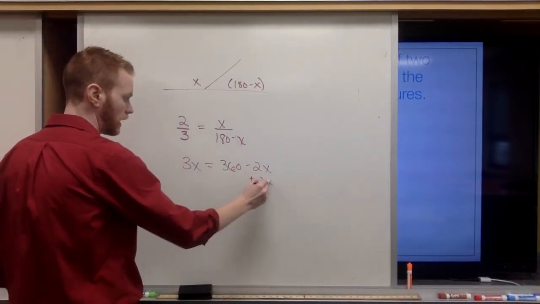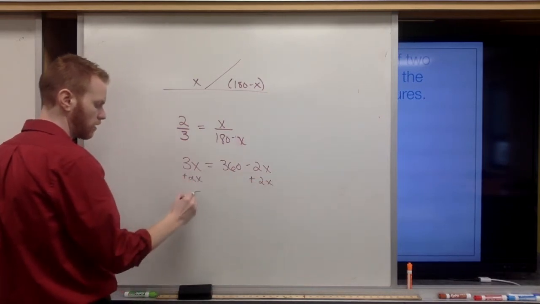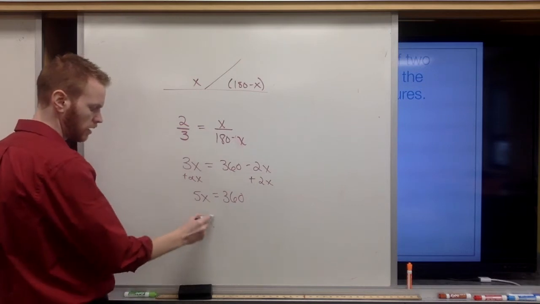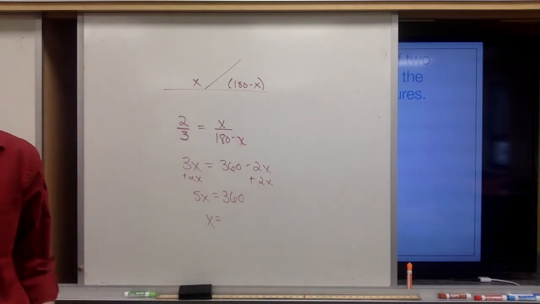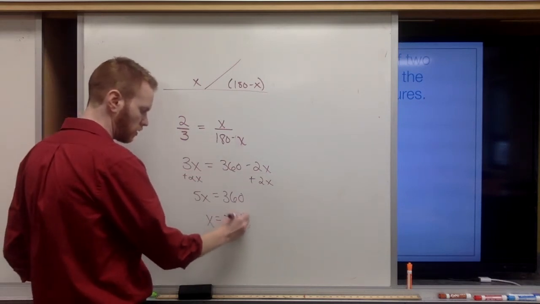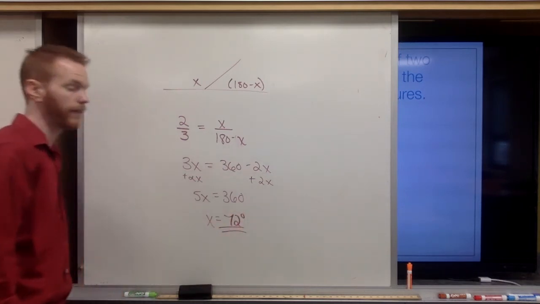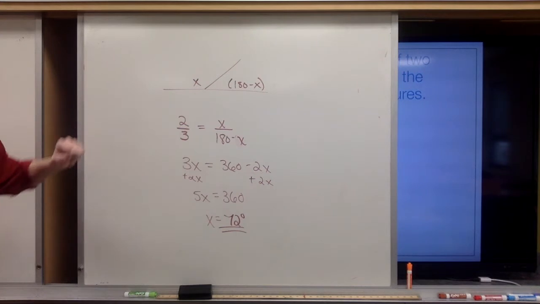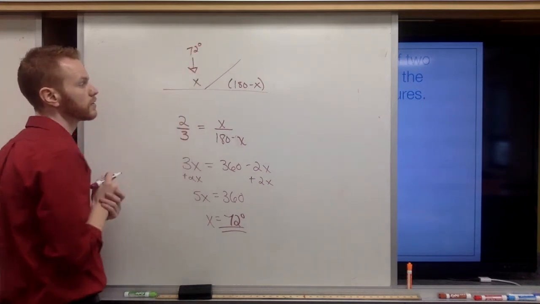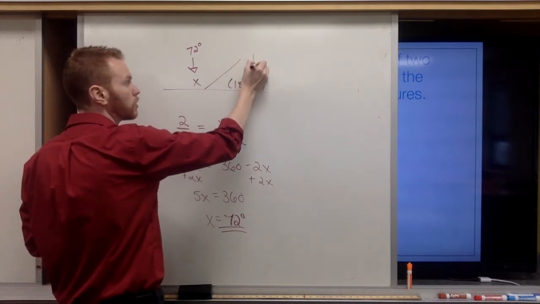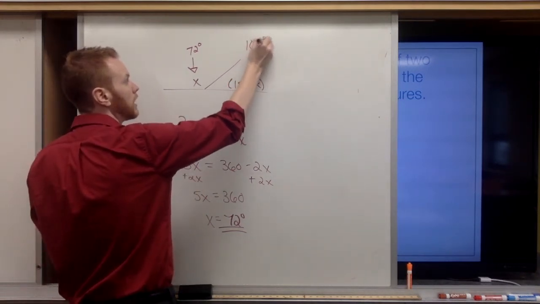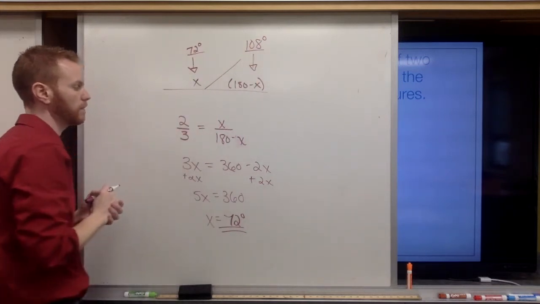Add 2x to both sides. So 5x equals 360. My last step, divide both sides by 5, and I would get 72 degrees. That's just one of the angles, right? That's this guy right here. This has become 72 degrees. Now, what angle would go with it? Subtract it from 180. I get this guy to be 108 degrees.